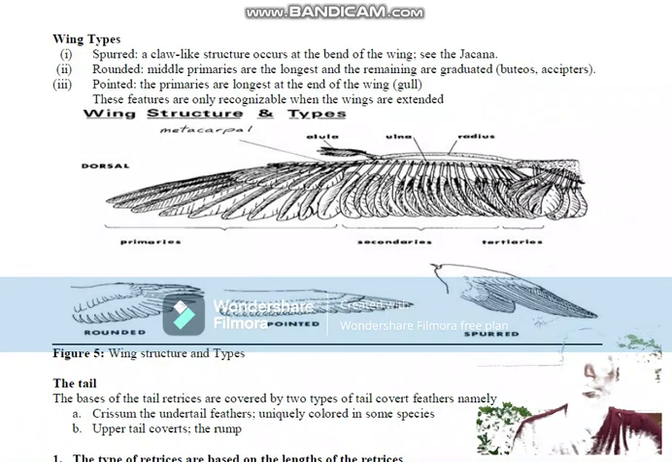These are the scapulars. The scapulars are this part, and in other words, it's just the tertiaries. As you could see, the rounded type of wing is just like that. The primaries are the longest, and the others are gradually graduated. And the pointed primaries are longest at the edge of the wing, and for the spurred wing it has that claw-like structure.